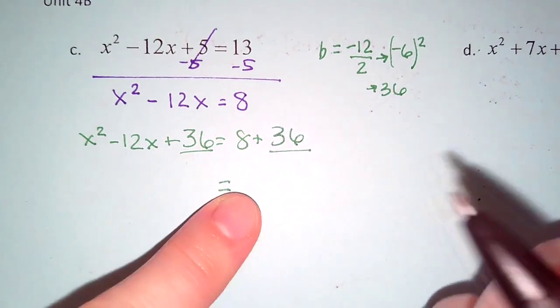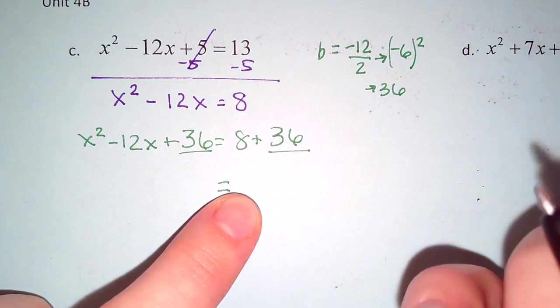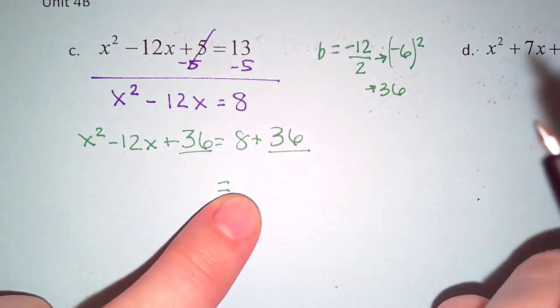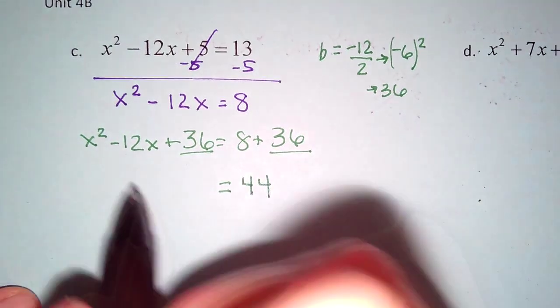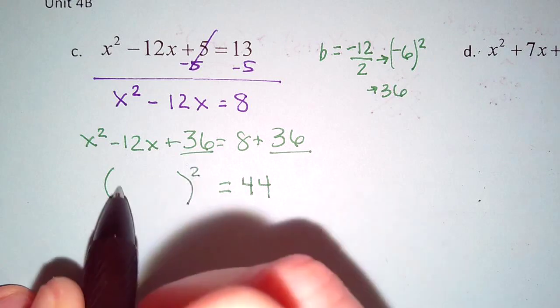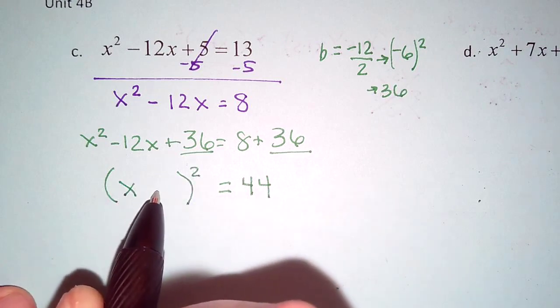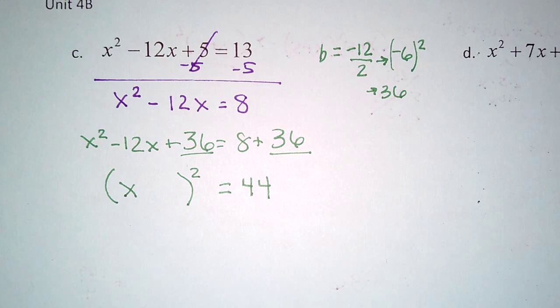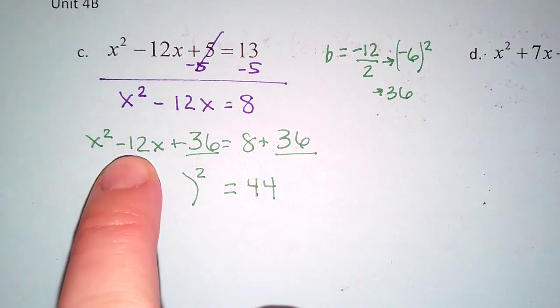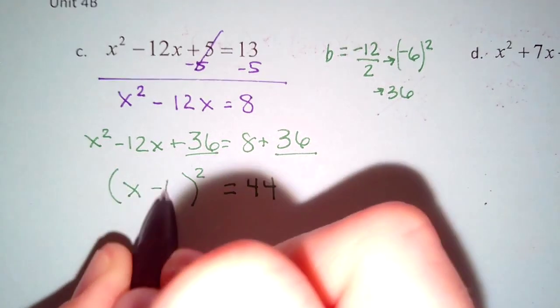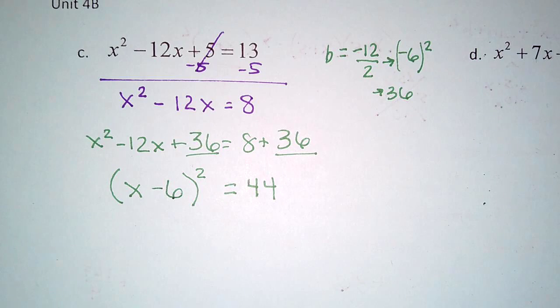Let's simplify the right side. What's 8 plus 36? 44. Okay, on the left side, it will end up being x, maybe plus something or minus something squared. I find this number by dividing b. So what's negative 12 divided by 2? Negative 6. So in the last one, I kind of threw it all down at once. You don't have to throw it all down at once. That's kind of a lot. You can break it down.